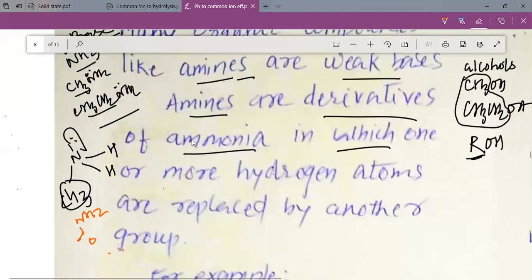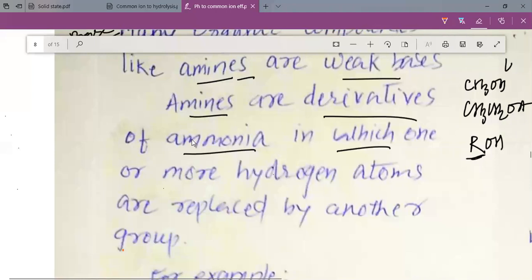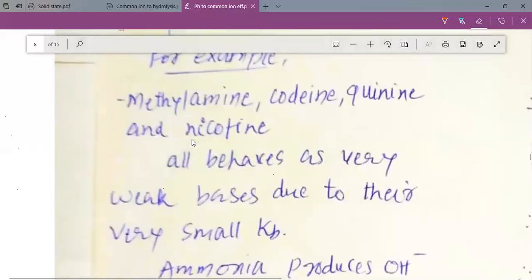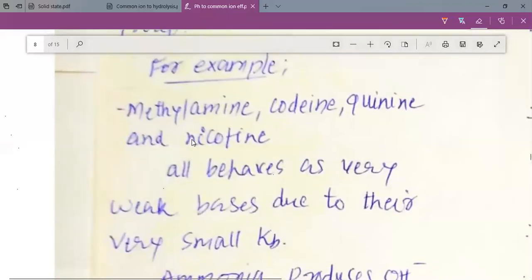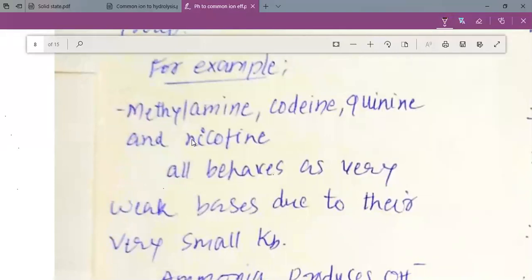So this is how you study about the amines. An important thing you need to remember about amines is that they are derivatives of ammonia, and as they are derivatives of ammonia, they have a lone pair on nitrogen, and due to the presence of the lone pair, my dear students, these amines behave as a weak base. So you can see that there are various amines we can study, like methylamine, where your R is CH3. So we can study about methylamine.